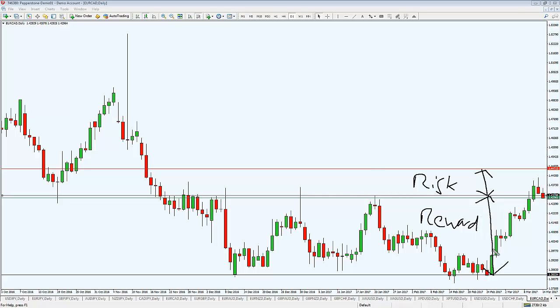Okay, can you see the difference? Right now, if you look at it, you are risking this much to make potentially this much. Your risk to reward equation has changed, all because you are now being more patient and let the market come to a more favorable level.